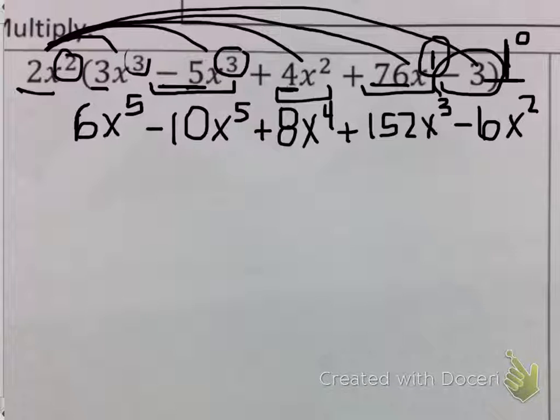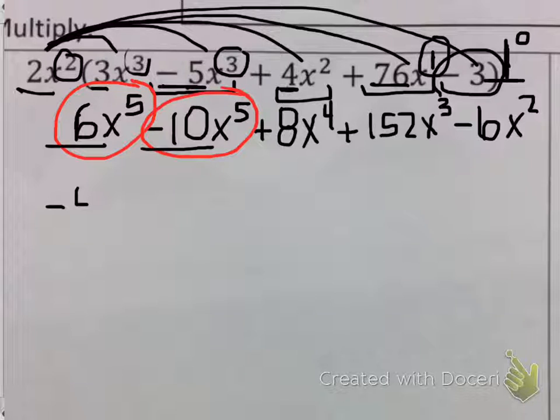And then we're not done yet because we need to combine our like terms, which we have 6x to the 5th, and then a negative 10x to the 5th, and then all the other terms look fine. So we're just going to take our front terms, this 6 and negative 10, and add those together. So 6 subtract 10 is a negative 4x to the 5th.